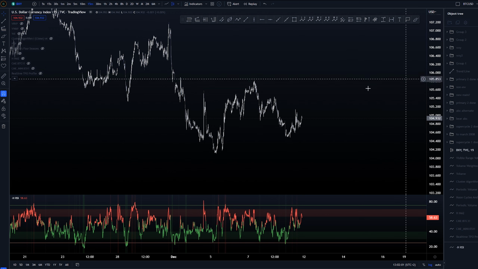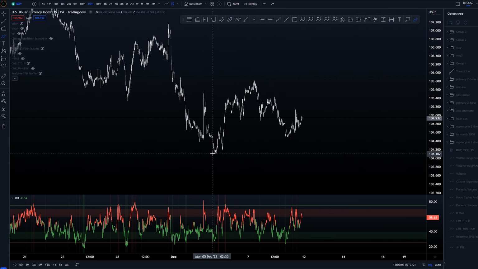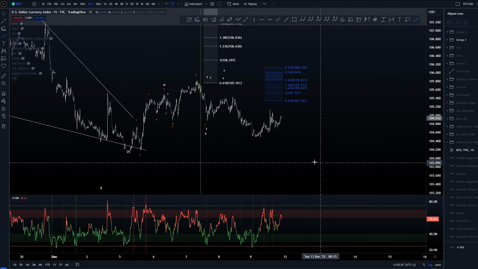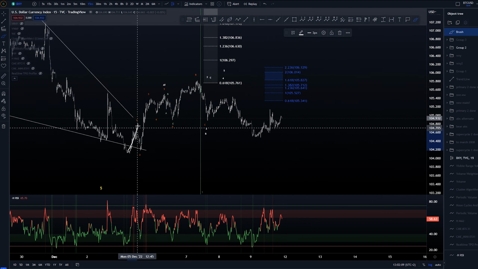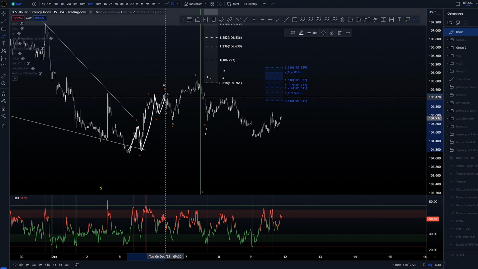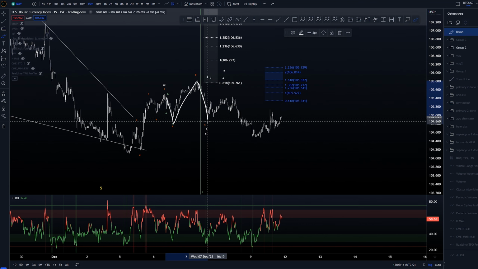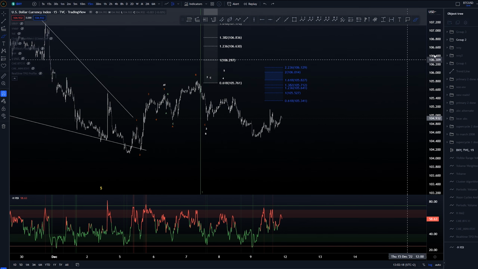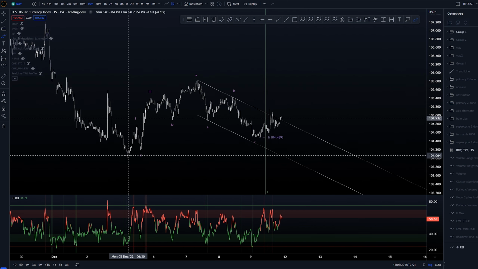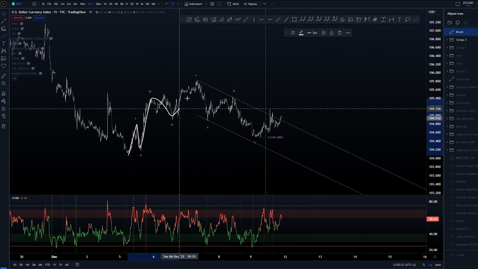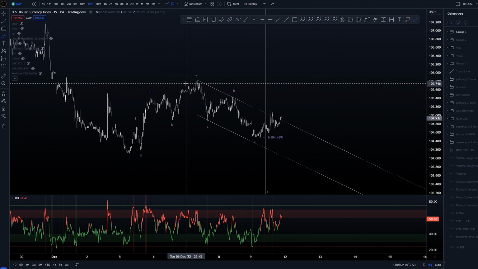We had a few different ideas for this structure, starting from the lows of 5th of December. Since then, one of the scenarios was a 1, 2, 3, 4, 5, ending the count here, and then we would have an A, B, and C. That was one of the options. The other one was that we had this as a 1, 2, 3, 4, 5. This is the main scenario now.